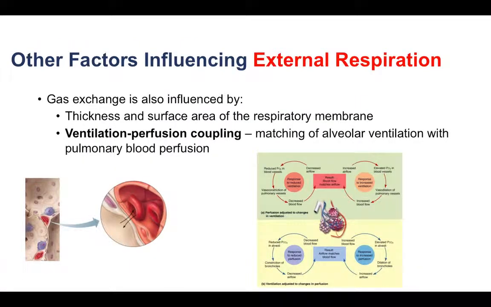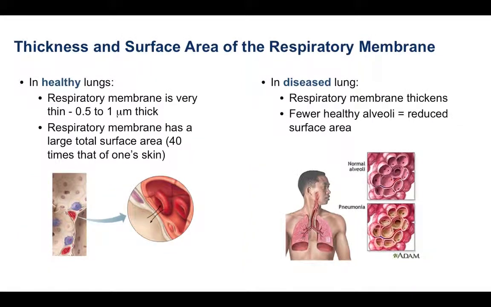Some factors that are going to be influencing external respiration are the thickness and surface area of the respiratory membrane, as well as something called ventilation-perfusion coupling. When we look at a healthy lung, the respiratory membrane is going to be incredibly thin, and it is also going to have a huge, huge surface area. If we have a diseased lung, the respiratory membrane could thicken, so it's going to make it harder for the oxygen and carbon dioxide to diffuse as easily. Also, if some alveoli are damaged, then we're going to lose some of that surface area for gas exchange.